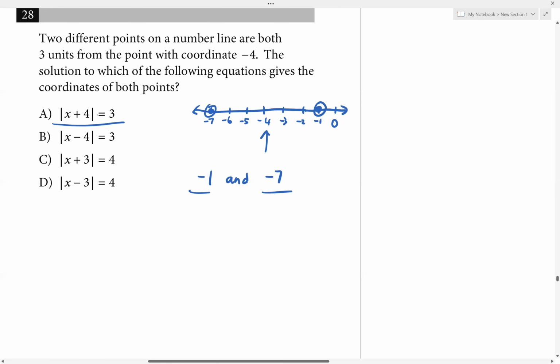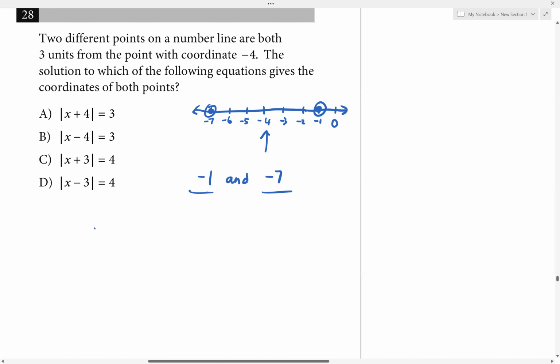So for example, we have absolute value of x plus 4 equals 3. You want to say x plus 4 equals positive 3. And then we have a negative version, right? So it'll be x plus 4 equals -3. And then we can solve each equation individually. Or another approach is, since we know the solution has to be -1 and -7, we could just plug them into the answer choices, plug them in for x and see which one works. That's another way to do it. So let's go and plug it in then.